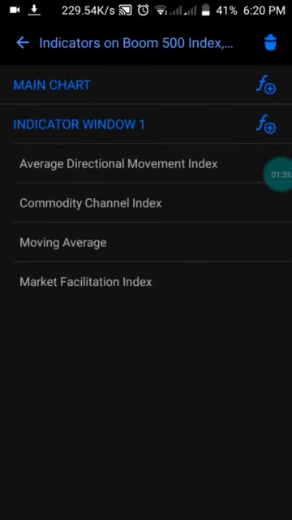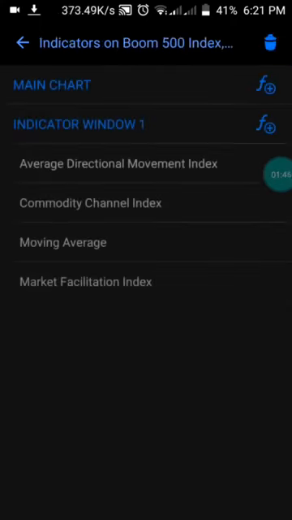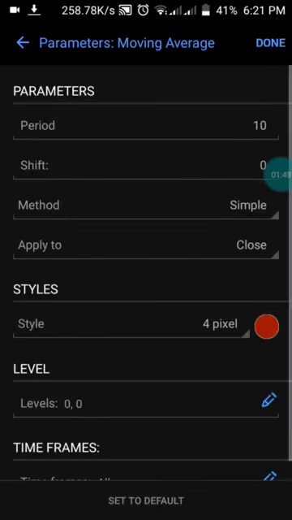So you press undo. Then we have the Commodity Channel Index, with a period of 14, applied to open. We have the style in my blue color. You press undo, leave the level. Then the third one is the moving average, with a period of 10, a shift of 0, the method simple, applied to close. Then I have red as my color here.